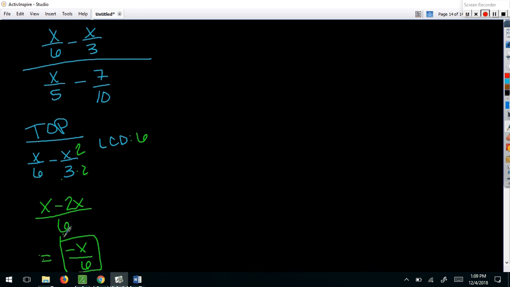To find the LCD, because the LCD is 6, I need to get them to be the same. Yes, Justin. Well, you see 2 times x is 2x, from the original problem. The original problem was x over 6 minus x over 3. Guys, I need y'all's attention here. Okay.